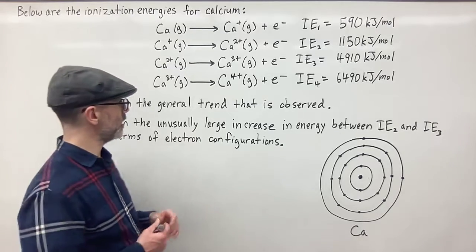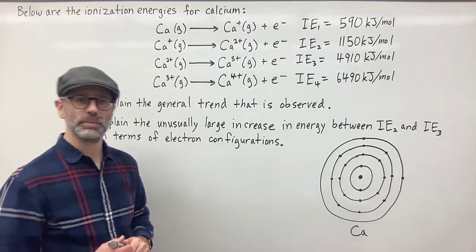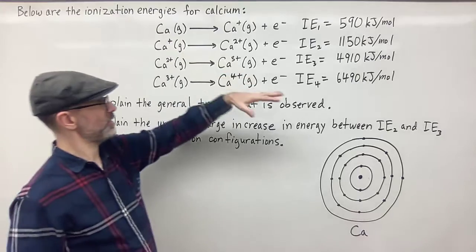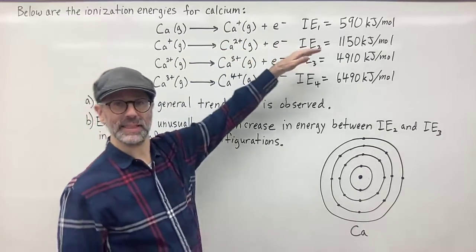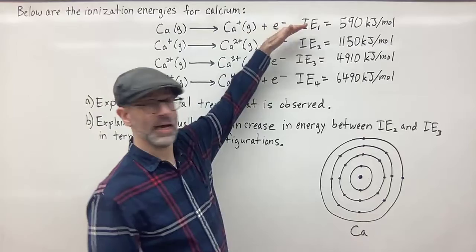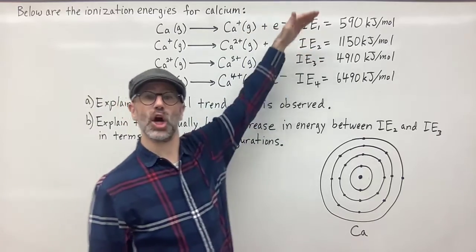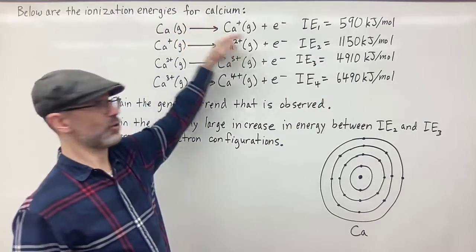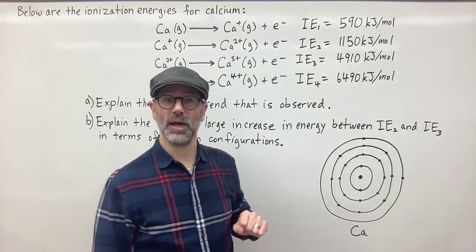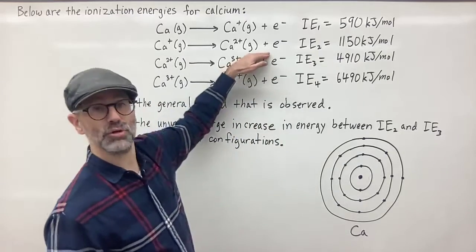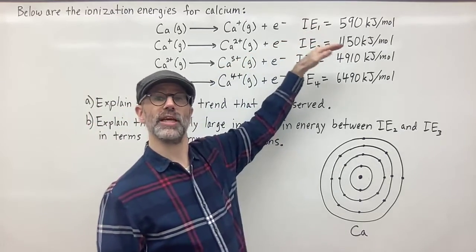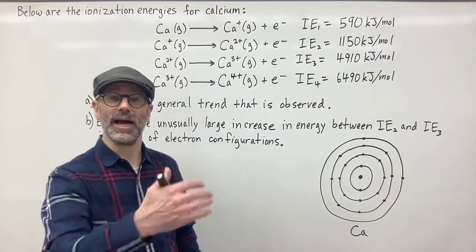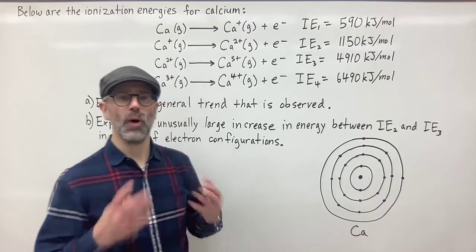Okay, so let us start with A. Explain the general trend that is observed. So what do we notice in the general trend? Basically, as you can see, the successive ionization energies are increasing. If you remove the first electron, it's a relatively little amount of energy. But as you remove each electron after, the amount of energy required to remove that next electron is higher than the previous one. So why is that?